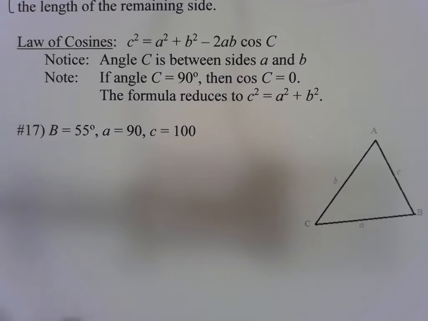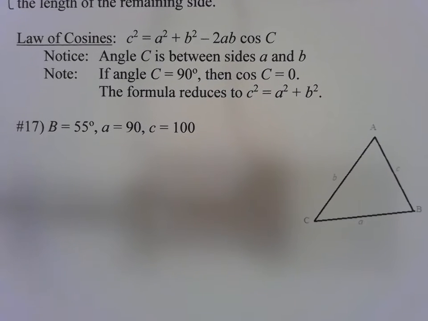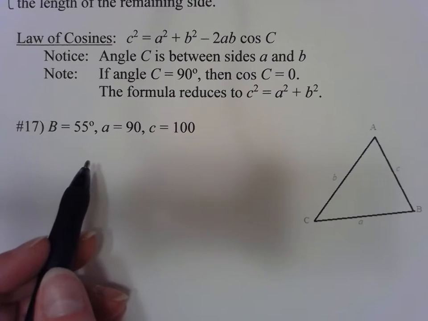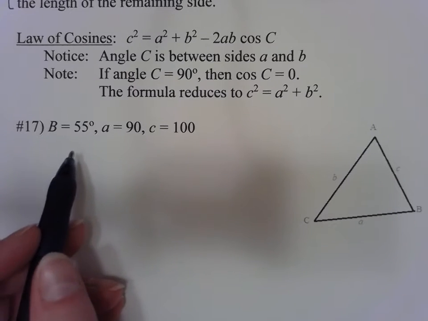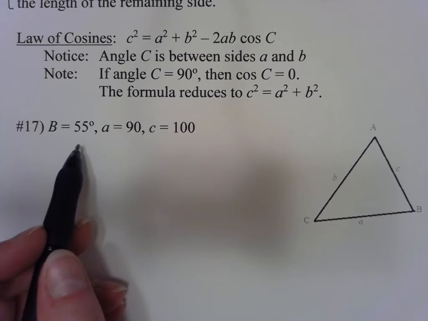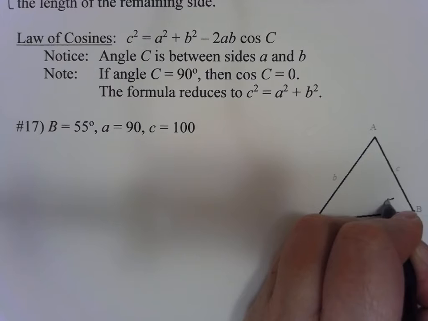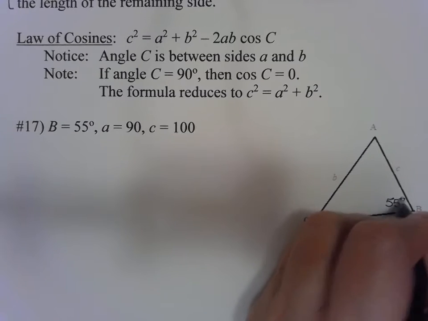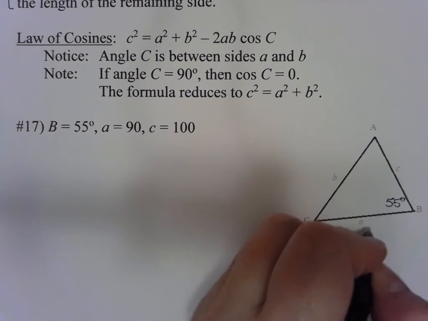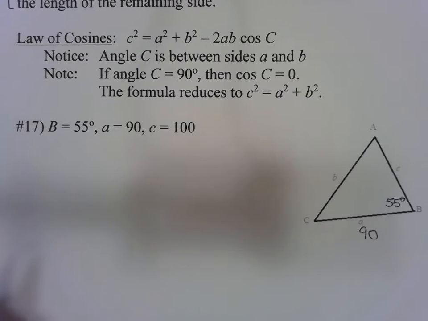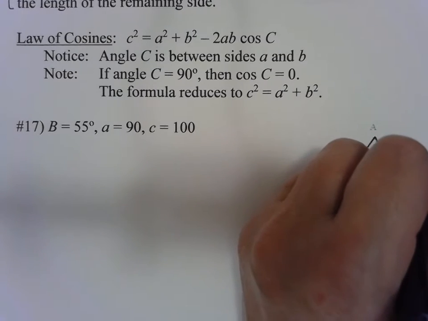All right, well, I just have a couple examples to help you try this out. And then I'm sure you'll have more problems and other assignments that you can use to practice this with as well. So in this one, we have angle B is 55 degrees. Side A is 90. Side C is 100.